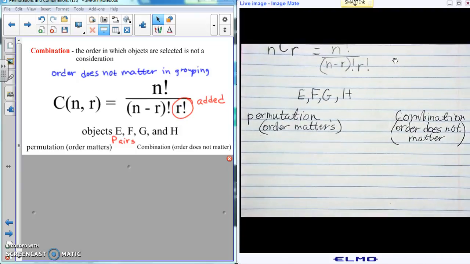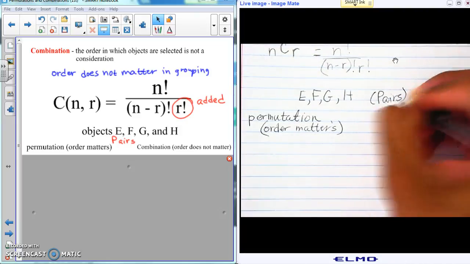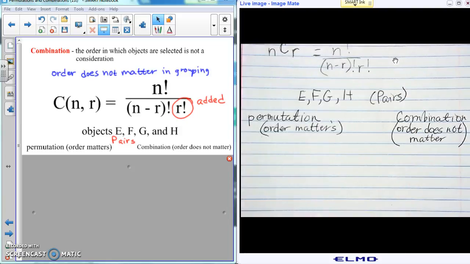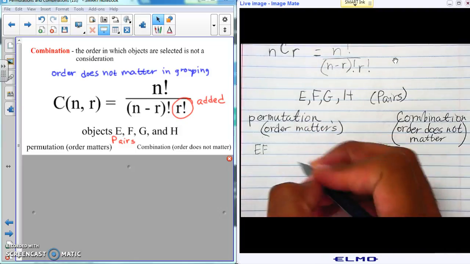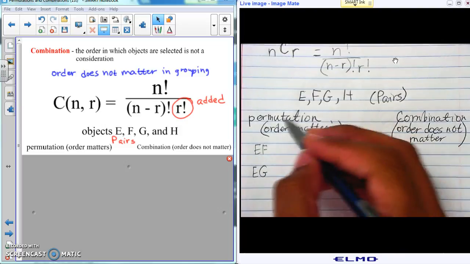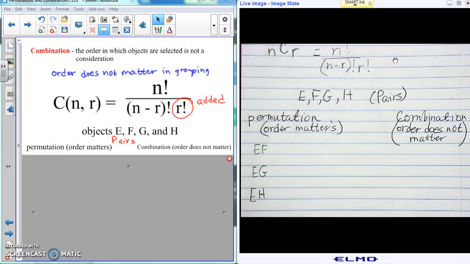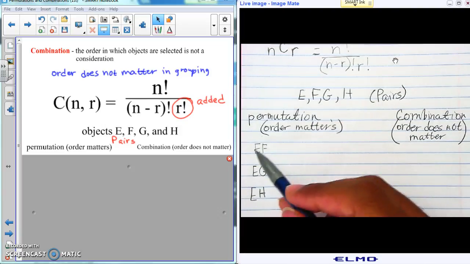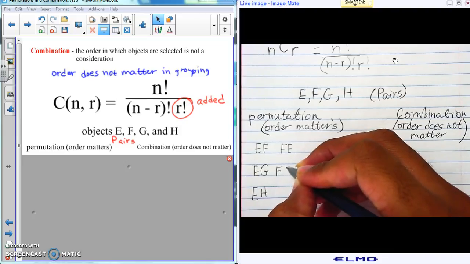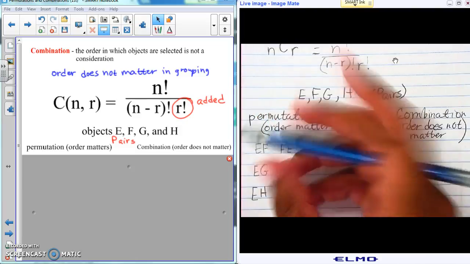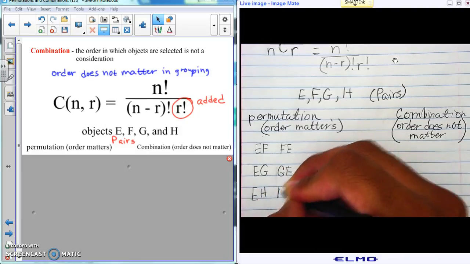Okay, so permutation and combination. So we look at these objects and we're going to pair them up. We're going to talk about pairs here. All right, so if we look at permutation, we can pair E and F together. We can pair E and G together. And we can pair E and H together. But when we compare these together, order matters. So just because we have EF, that means we also have to have FE, because the order does matter there. If it's EG, that means we have to have GE. And if it's EH, we have to have HE, because order matters.